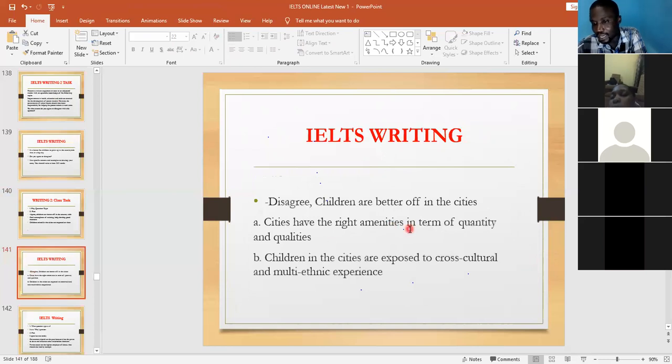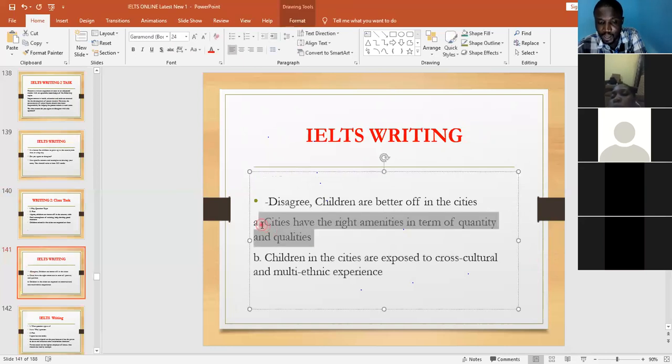I said I was going to give a counter option. On my own side, I was going to disagree. I said children are better off in the cities due to two main points. They have the right amenities in terms of quantities and qualities, that is, amenities which are critical to training children. And children in the cities are exposed to cross-cultural and multi-ethnic experience.